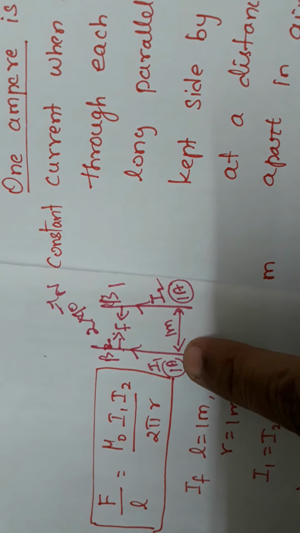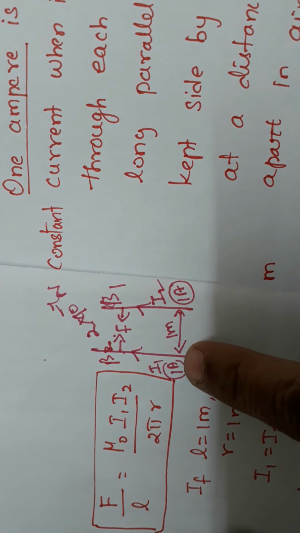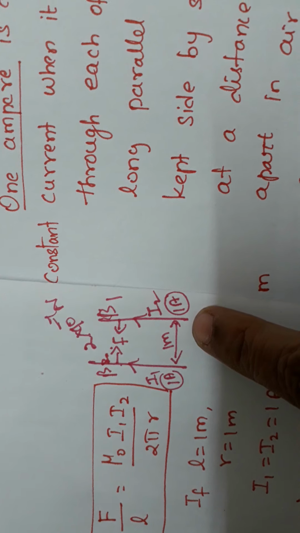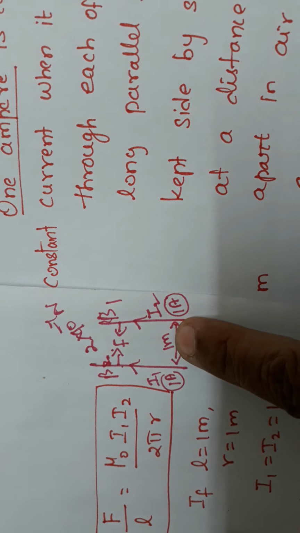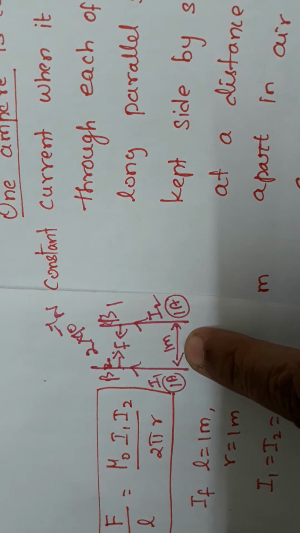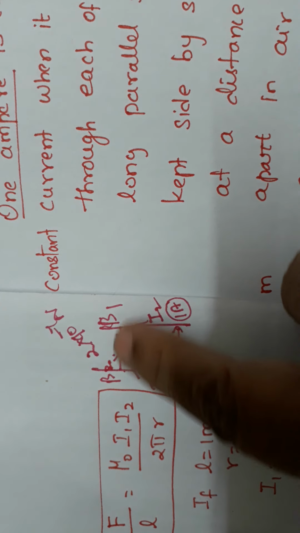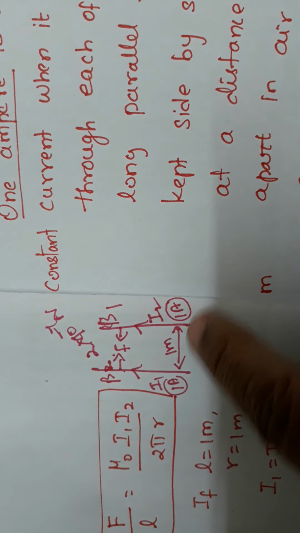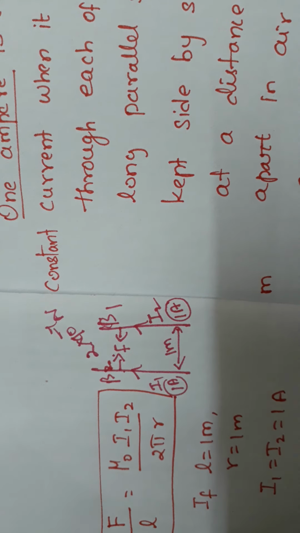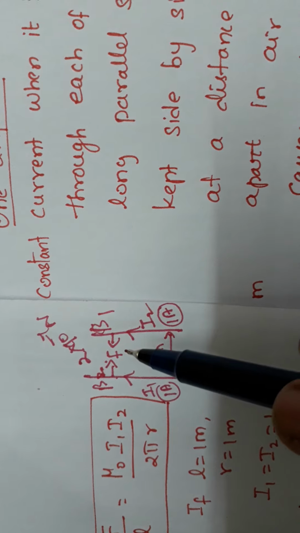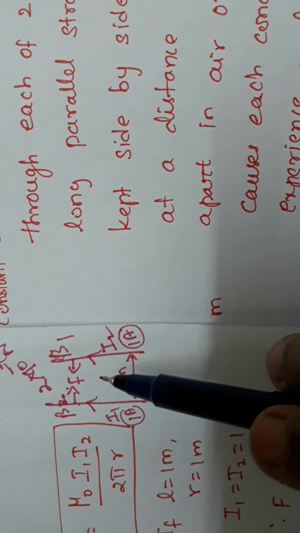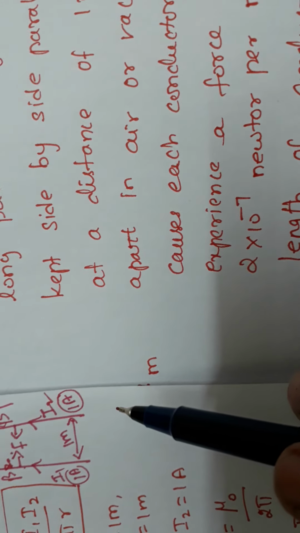So between these two infinitely long straight parallel conductors separated by a distance of 1 meter, kept in air or vacuum, when the constant current is flowing through these two conductors, they will experience a repulsive force of how much, children? 2 into 10 power minus 7 Newton per meter length of the wire.